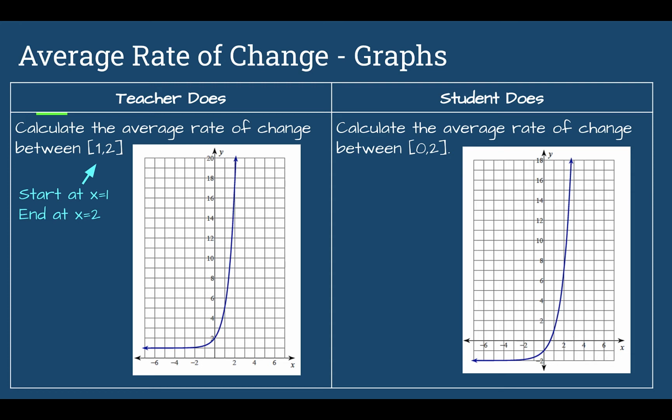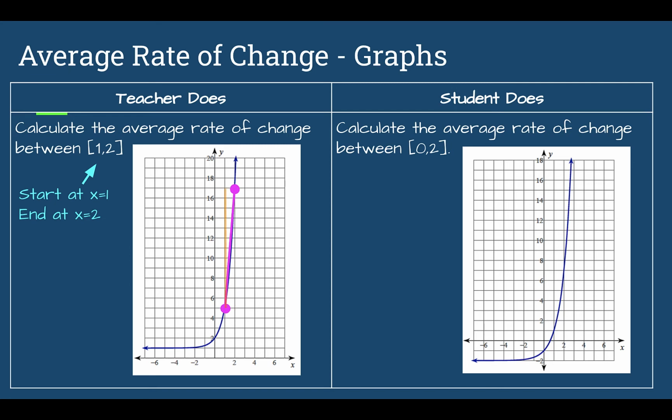So on the graph, if I figure out where x equals 1 starts, I'm going to put a dot there. And then where is x equals 2? So I would follow that up, and it looks like it is about there. So x equals 1 is where I started, x equals 2 is where we ended. We're going to find the slope. So there's the line connecting those two. What is the slope of that line?